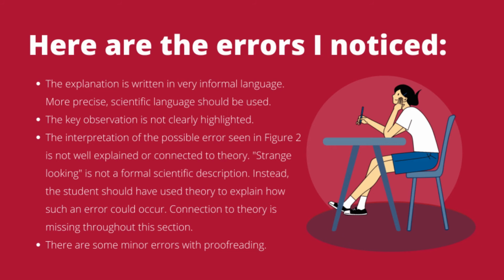Strange looking is not a formal scientific description. Instead, the student should have used theory to explain how such an error could occur. Connection to theory is missing throughout this section. There are also some minor errors with proofreading.